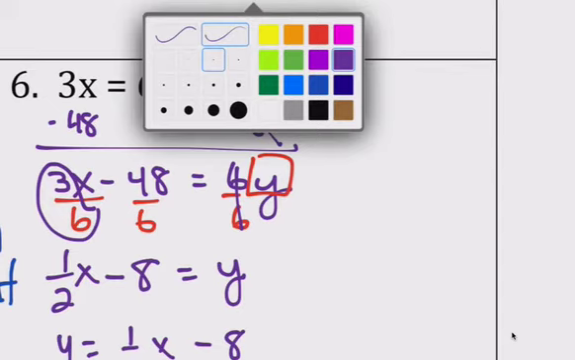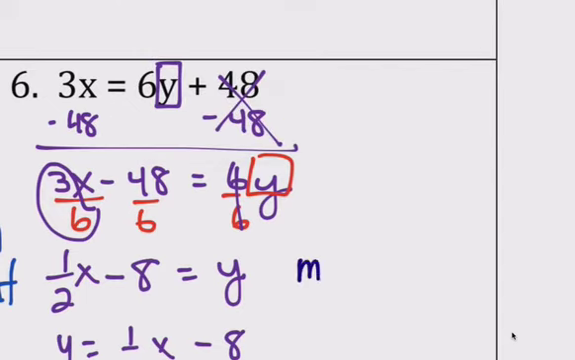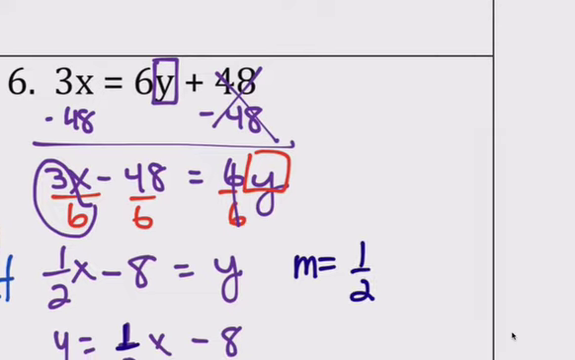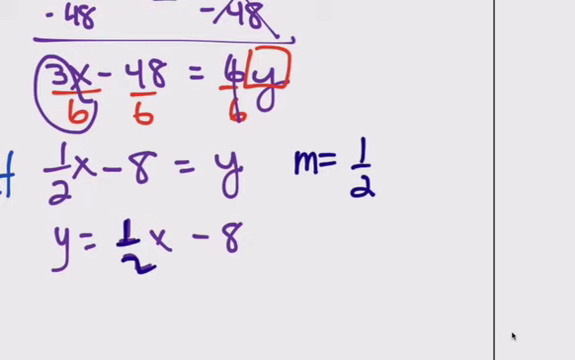Slope-intercept form. Slope, in this case, is this 1/2. Okay, and your y-intercept is negative 8. That means you go up 1, the slope is 1 over 2, right 2.